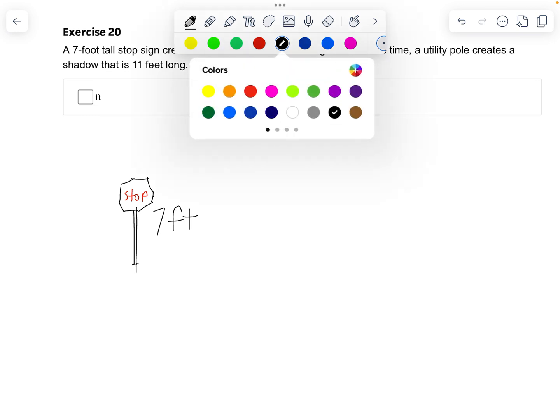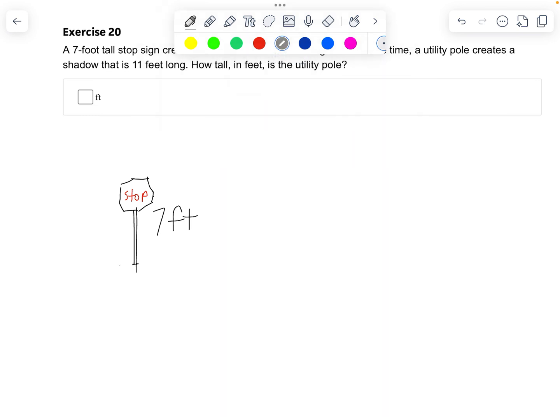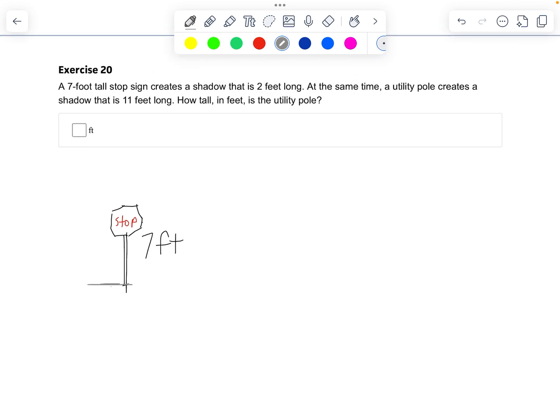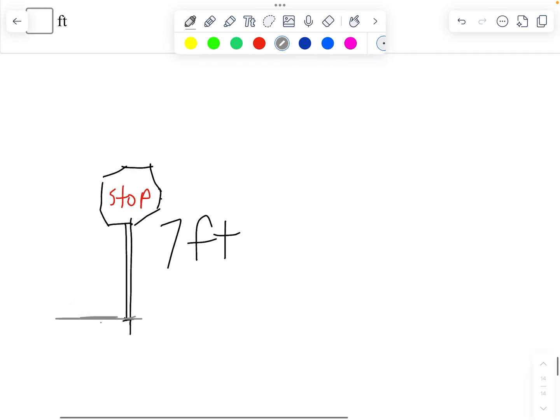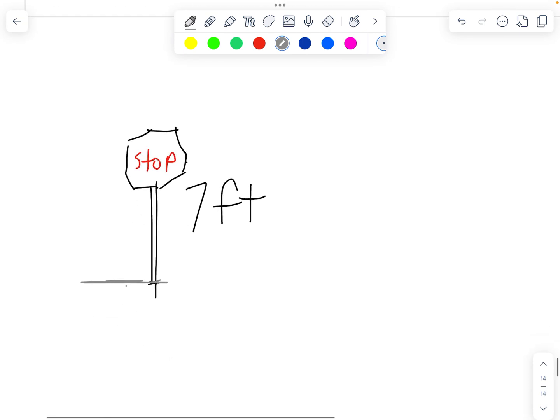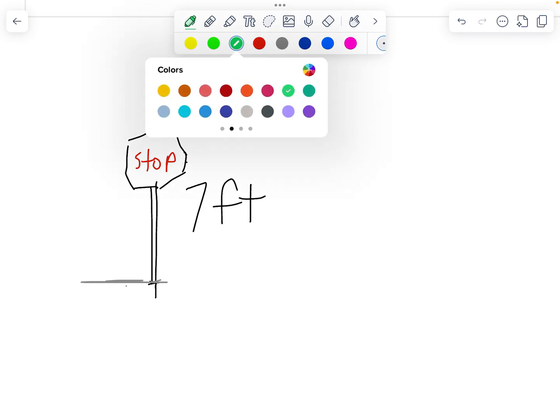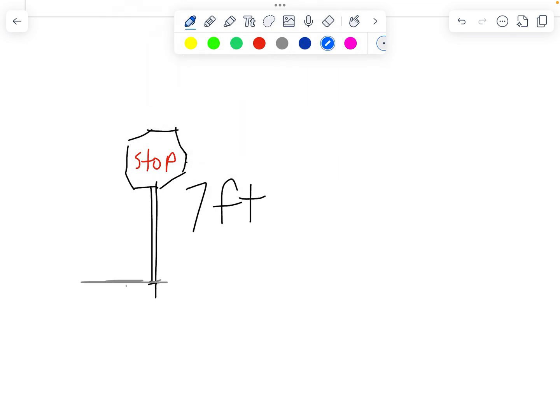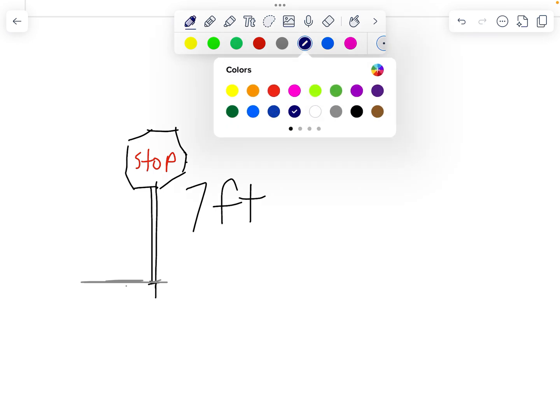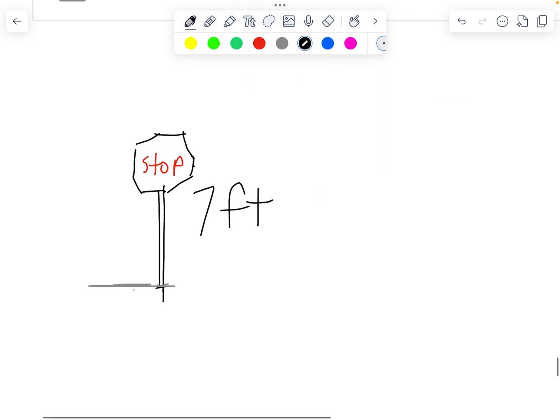And it makes a shadow. I'm going to do the shadow in gray. Okay, and the shadow is 2 feet long. Right here, 2 feet. So I'm going to write that down. Just a second. Okay, this is 2 feet.